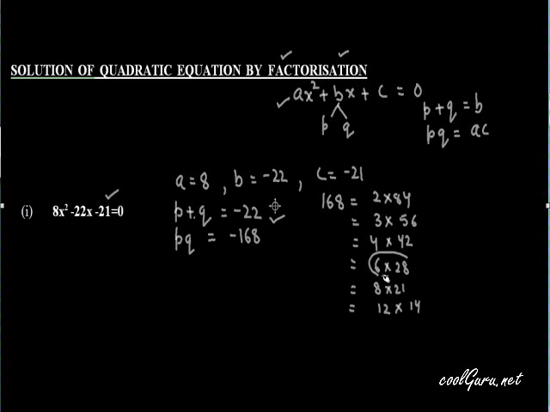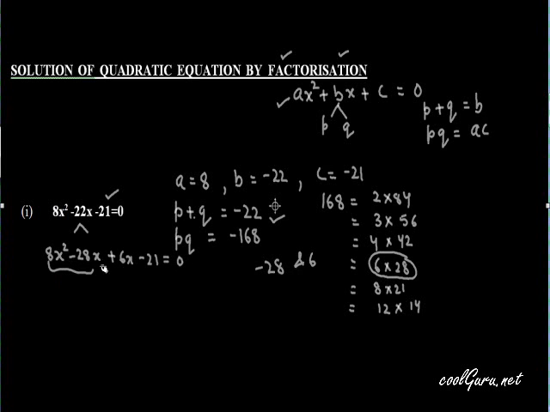This combination, 6 and 28. Now minus 28, because actually the product is not 168, it is minus 168. So minus 28 and 6: the sum will be minus 22 and the product will be minus 168. So we will write minus 22x as minus 28x plus 6x, so the equation becomes 8x square minus 28x plus 6x minus 21 is equal to 0.